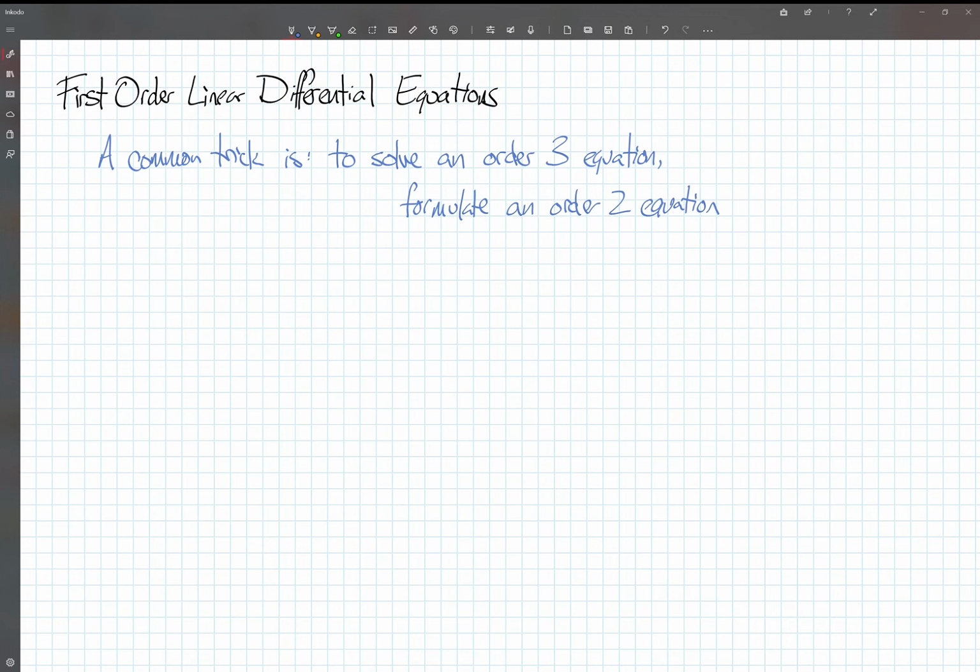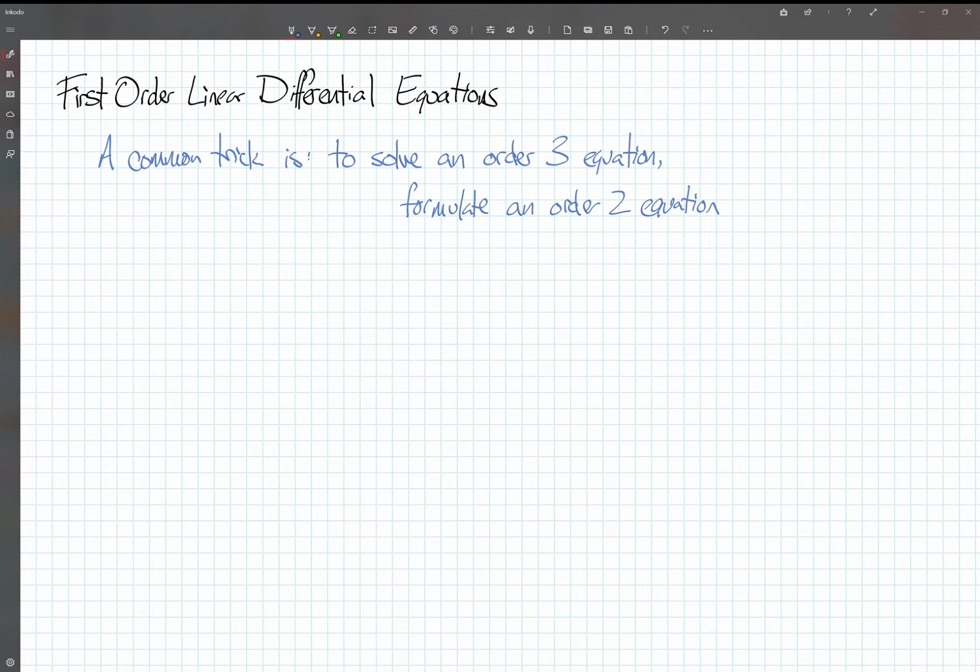I want to take just a brief moment to talk about first order linear differential equations. We've talked about second order a lot. You might think, okay, that's a bit out of order, right? Why did we talk about 2 before we talked about 1? A theme in solving differential equations is that you can sometimes reduce the order of the equation.